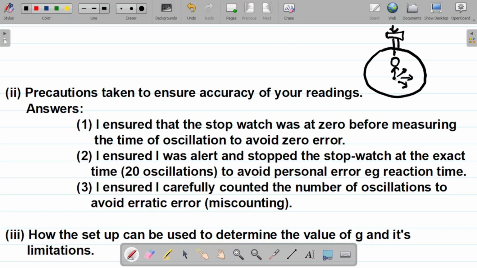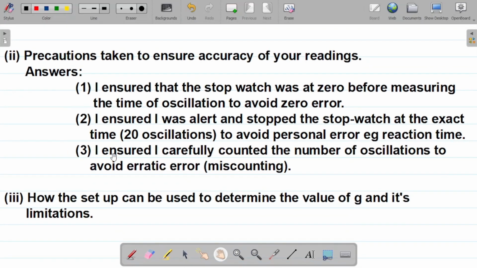In a case where the stopwatch is not exactly at 0, let's say before I started, the stopwatch was not pointing at 0, and let's say it was instead at 0.1 or 0.2. Now what you observe is that by the time I calculate my 20 oscillations, it will be the value plus that 0.1 or that 0.2. That means an extra time will be added to the normal 20 oscillation time, and that will be an error due to your instrument error. This one is called zero error because the instrument was not at 0 when you started.